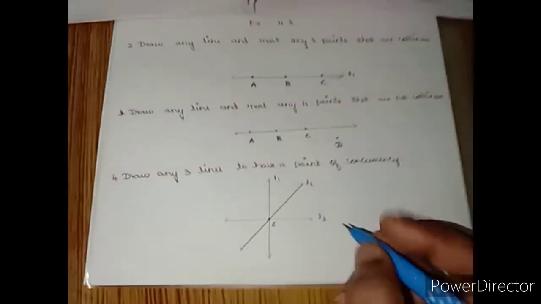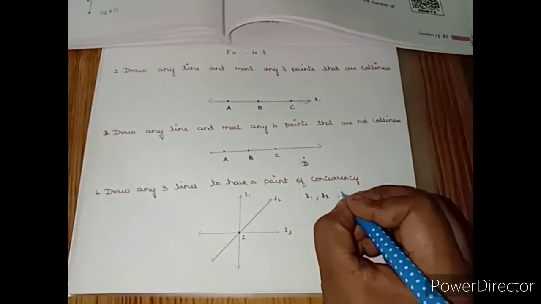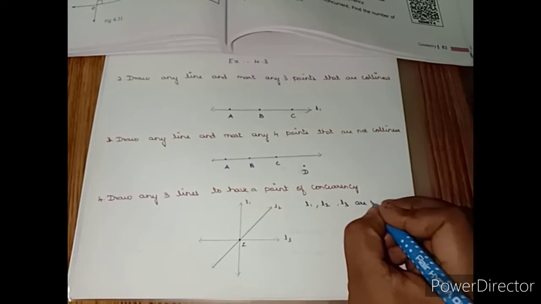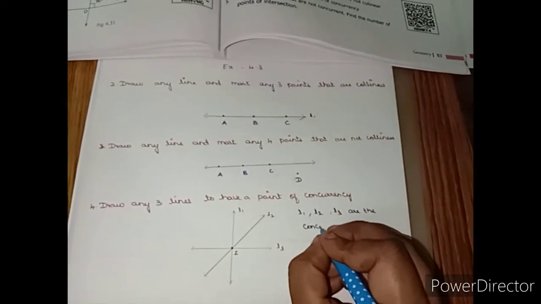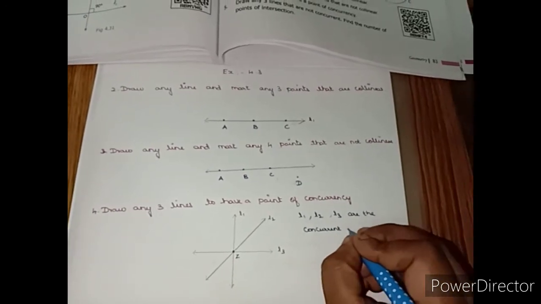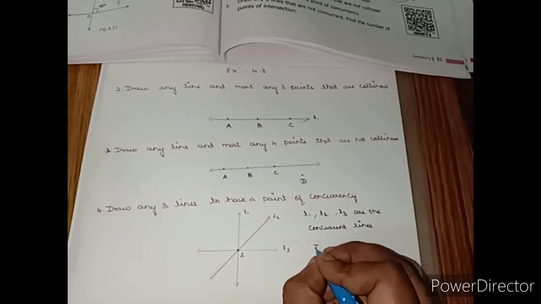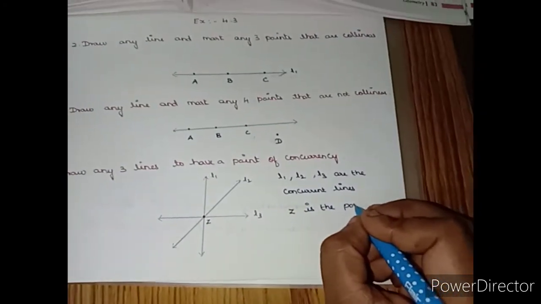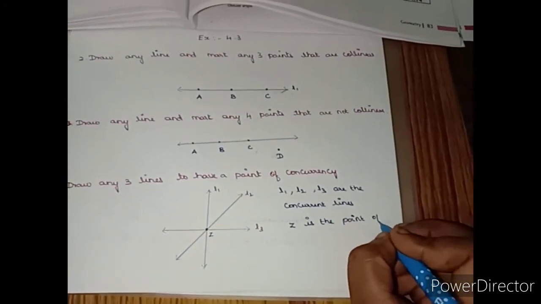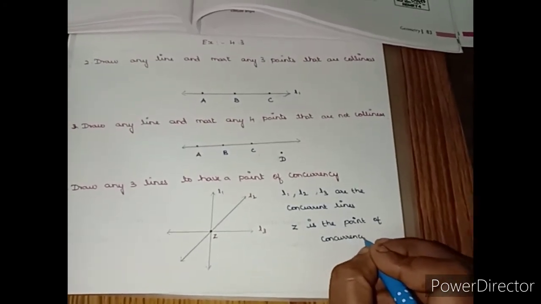Okay, so we'll come to the conclusion. L1, L2, L3 are the concurrent lines. And what is the point of concurrency? Z is the point of concurrency. Okay, we'll go with the next, 5th question.